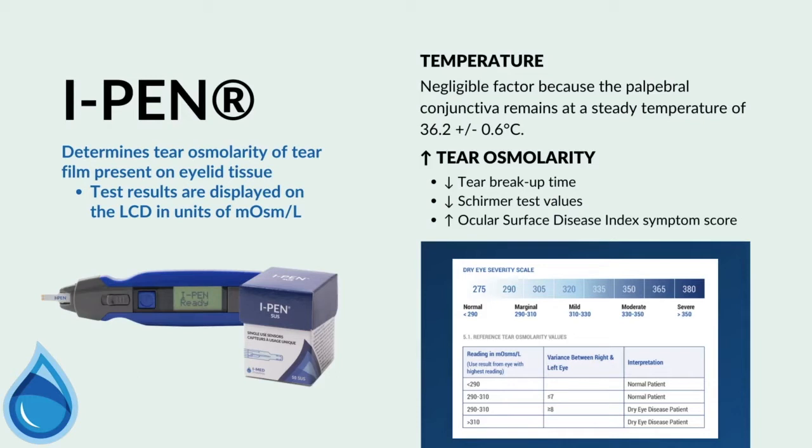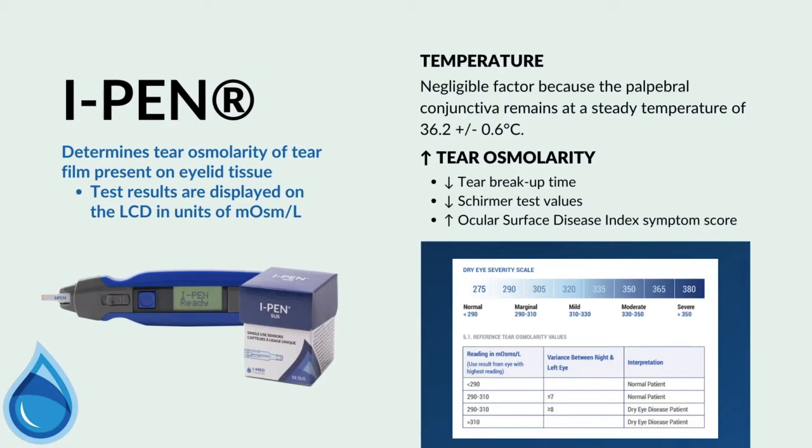A recent study actually showed that increased tear osmolarity, so hyperosmolarity, as read by the EyePen, was associated with lower tear breakup time, lower Schirmer test values, and higher Ocular Surface Disease Index symptom scores, which therefore shows that the EyePen can actually screen for patients with dry eye. Of course, you have to consider a whole bunch of other things besides osmolarity.